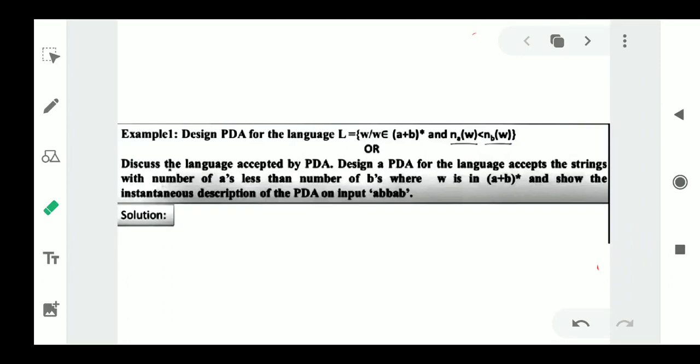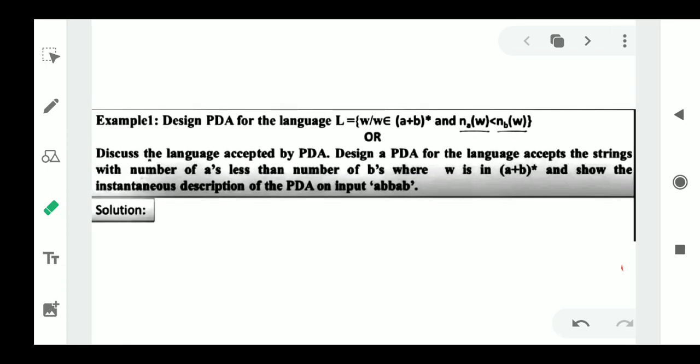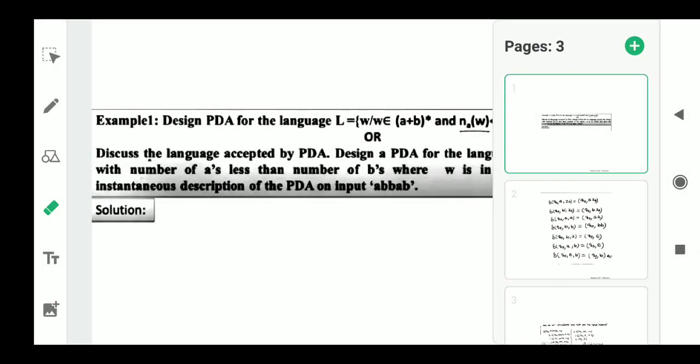In this video lecture, we are going to discuss one more example of PDA. Here the language is L equal to W such that W belongs to (A plus B) whole star, and the number of A's is less than the number of B's. In the previous example we saw the number of A's greater than the number of B's. Here the number of A's is lesser than the number of B's. So we will take strings with fewer A's than B's, and see how we are going to construct the PDA for this.